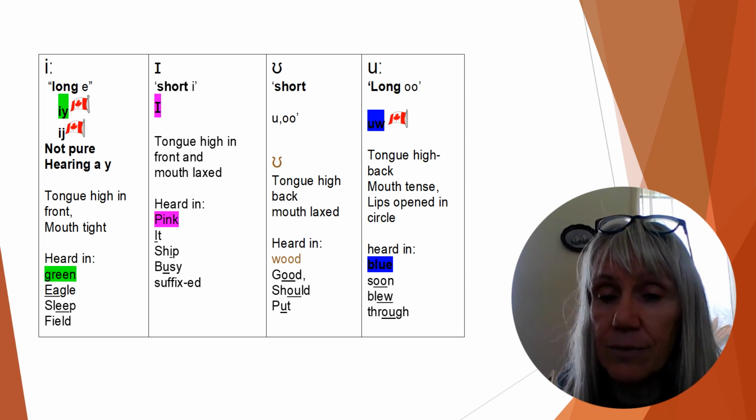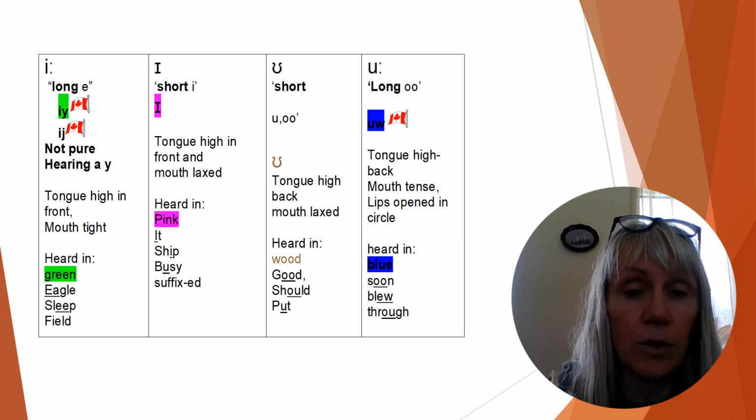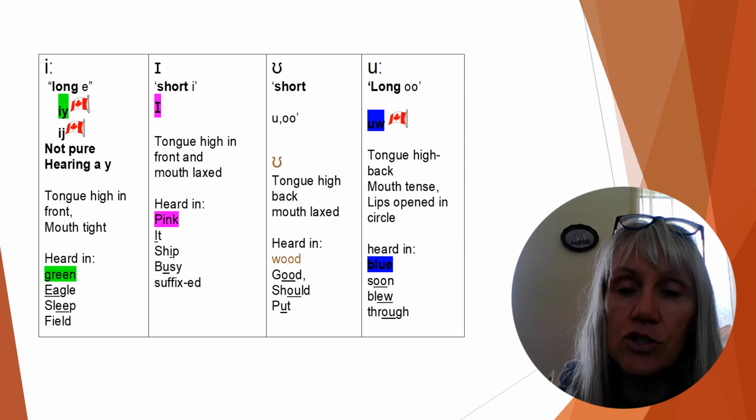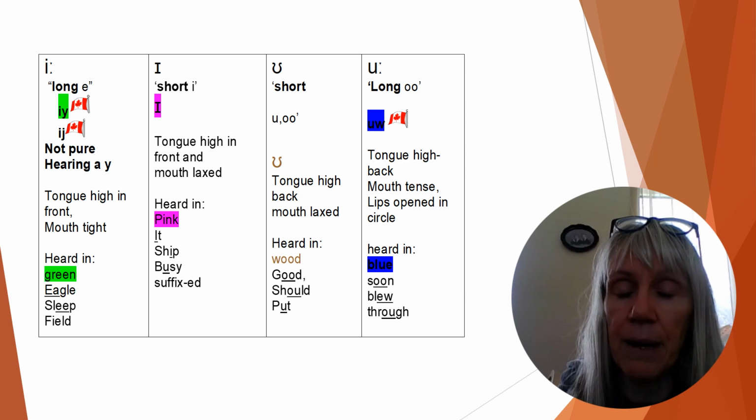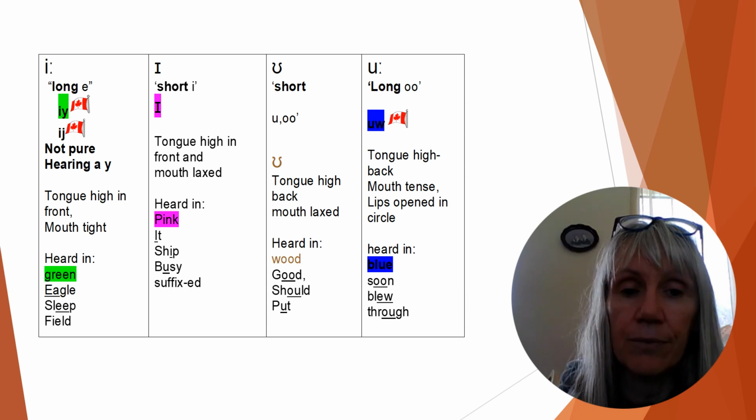The next symbol you see looks like a horseshoe, and it's a short U or oo sound. The tongue is high, it's back, the mouth is laxed, and we hear this in would, good, should, put.